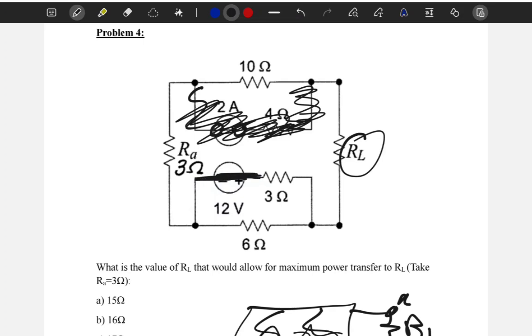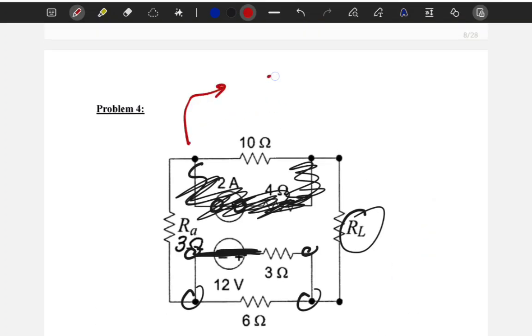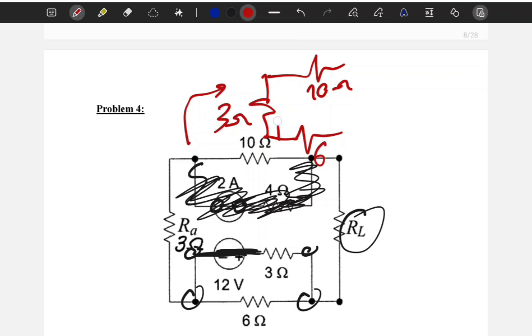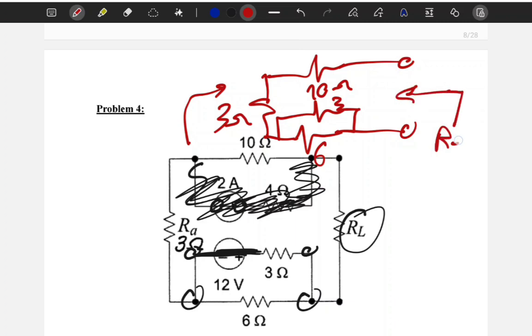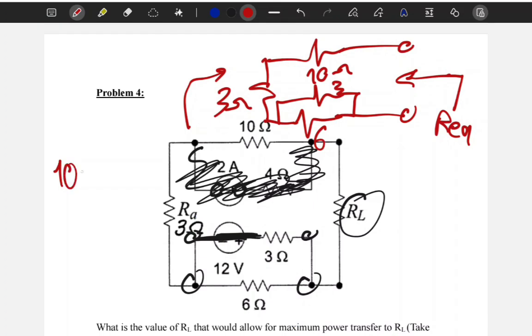If I short circuit in here, I notice that the 3 ohm and 6 ohm are in parallel. So if I draw the circuit, it's going to be 10 ohm, and I have 3 ohm, and then in here 6, 3, and I need to find R equivalent as seen from the terminals of RL. How do I do this? It's simple. R equivalent is 10 in series with 3 in series with 6 parallel with 3. So these two are 6 in parallel with 3.